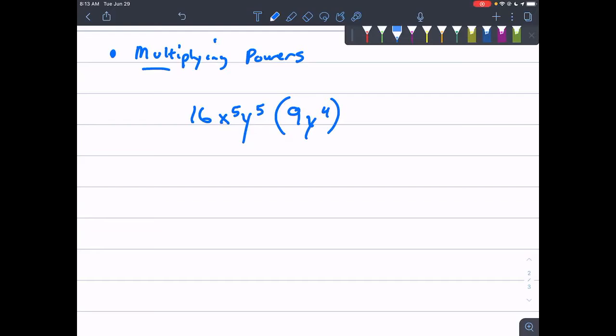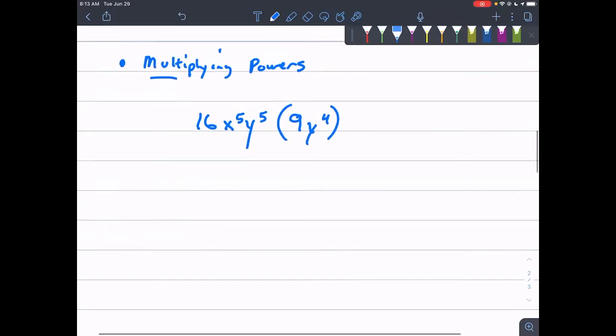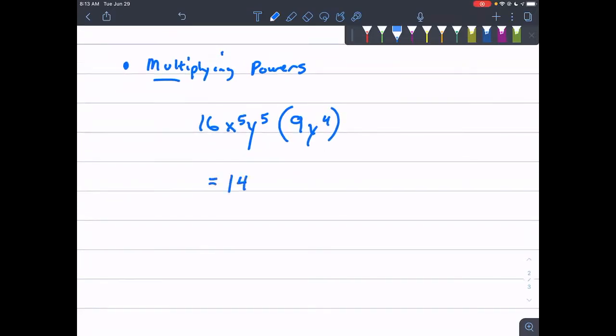So if you're multiplying 16 and 9, that's pretty easy. You can do that on a calculator, 16 times 9. Number-wise, you get 144. And the x doesn't have anything to multiply with, x to the 5th, so it stays as x to the 5th.